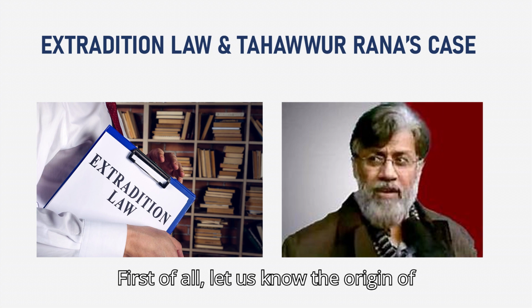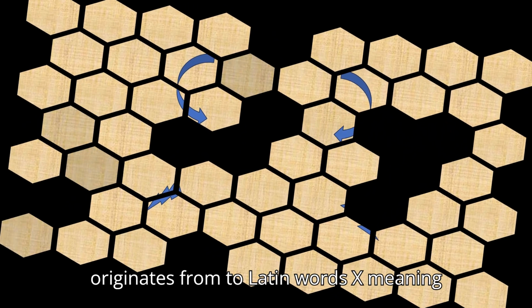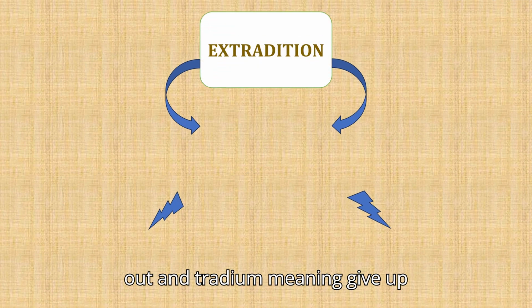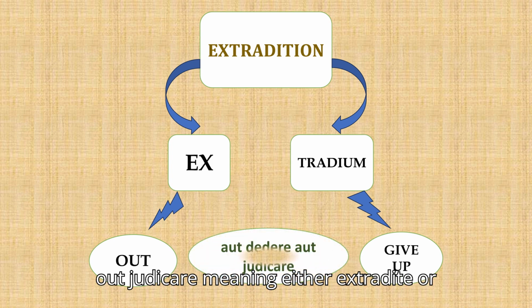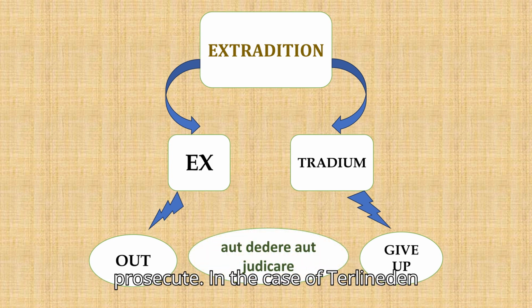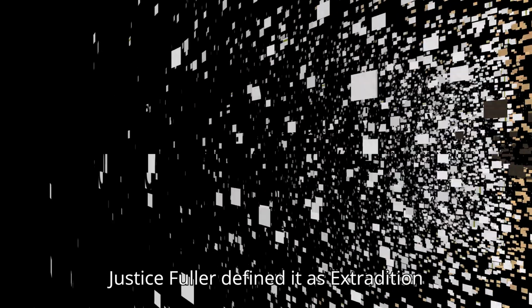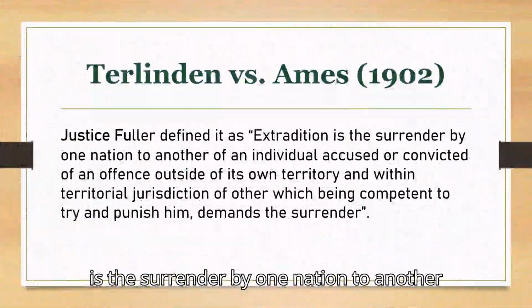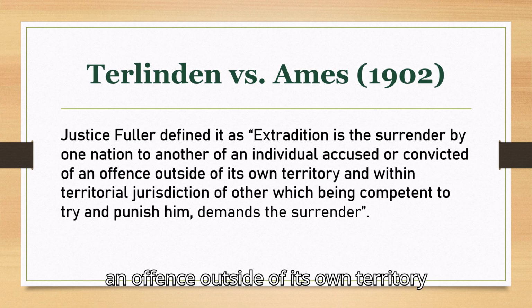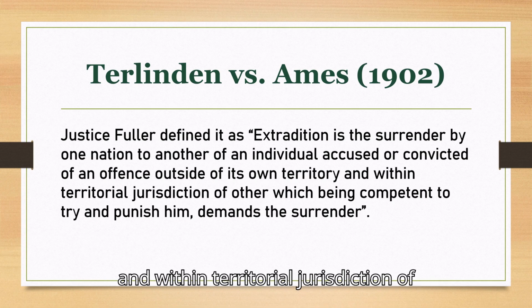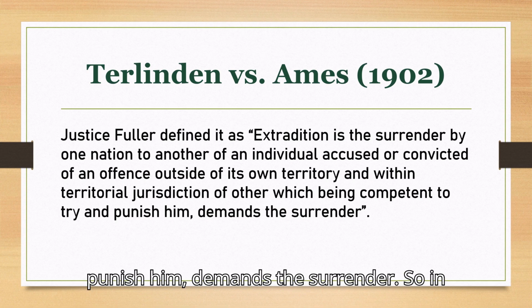First of all, let us know the origin of extradition. Extradition originates from two Latin words, ex meaning out and tradere meaning give up, and is based on the legal maxim aut dedere aut judicare, meaning either extradite or prosecute. In the case of Terlinden vs. Ames, 1902, Justice Fuller defined it as: extradition is the surrender by one nation to another of an individual accused or convicted of an offense outside of its own territory and within the territorial jurisdiction of the other, which, being competent to try and punish him, demands the surrender.